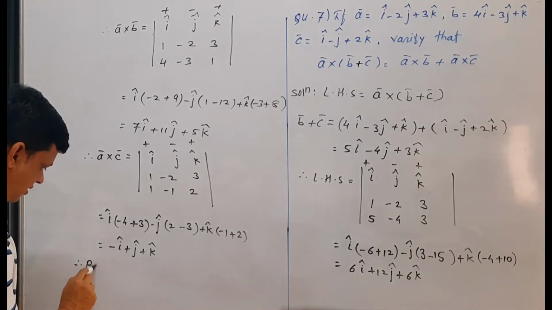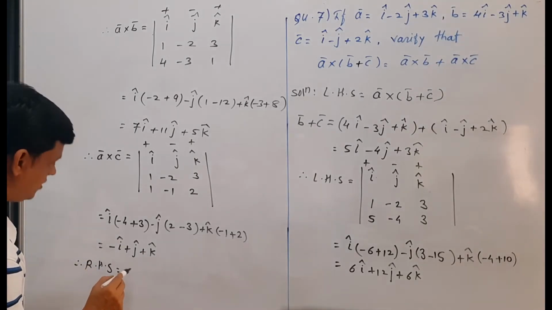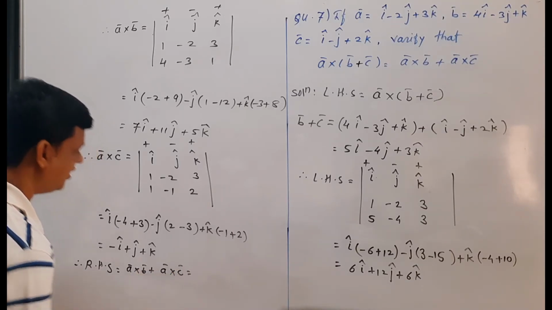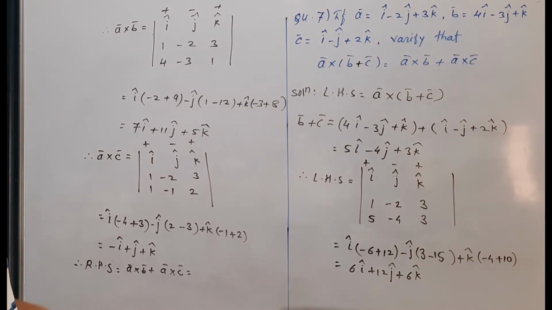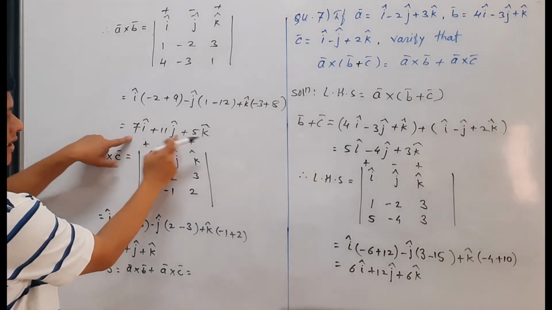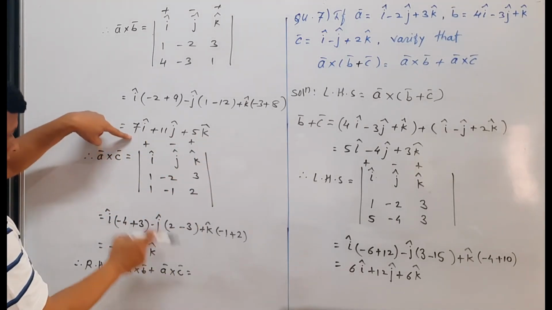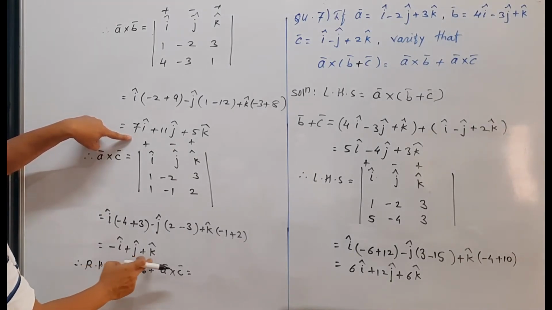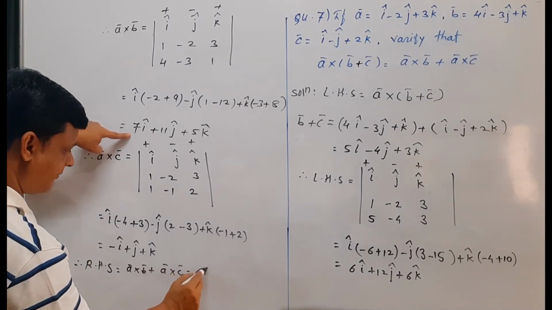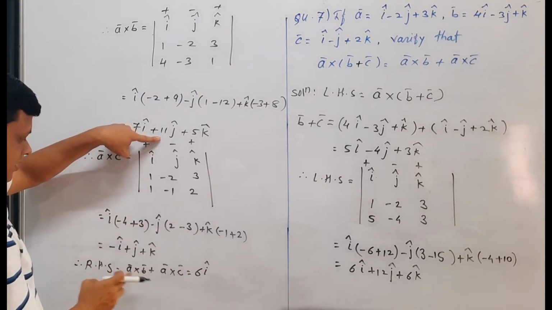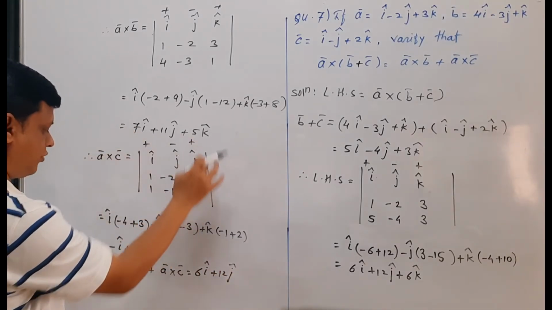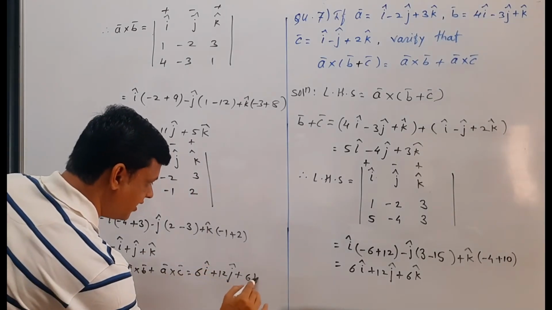Therefore RHS is equal to A bar cross B bar plus A bar cross C bar. Now you can directly add these two vectors. The value of A bar cross B bar is 7i plus 11j plus 5k, and the value of A bar cross C bar is minus i plus j plus k. Now add these two. So 7i minus i, we get 6i. Then 11j plus j, we get 12j. Then 5k plus k, we get 6k.